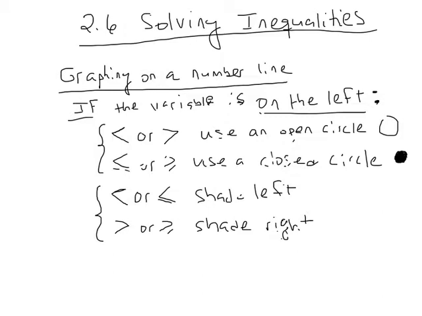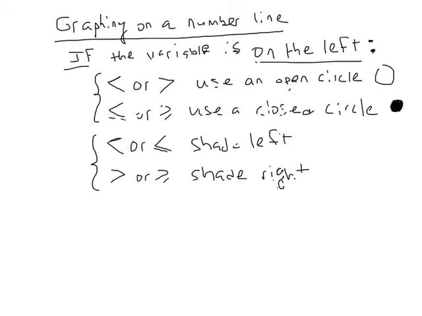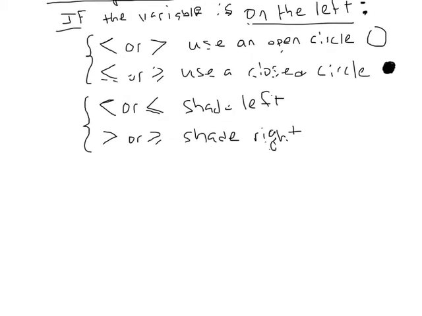So let's move this up out of the way a little bit. And we have two sets of rules. If the variable is on the left, if we have less than or greater than, we're going to put an open circle at the number. If we have less than or equal to or greater than or equal to, we're going to put a closed circle on the number. Then, if we have less than or equal to, we shade left. If we have greater than or equal to, we will shade right.